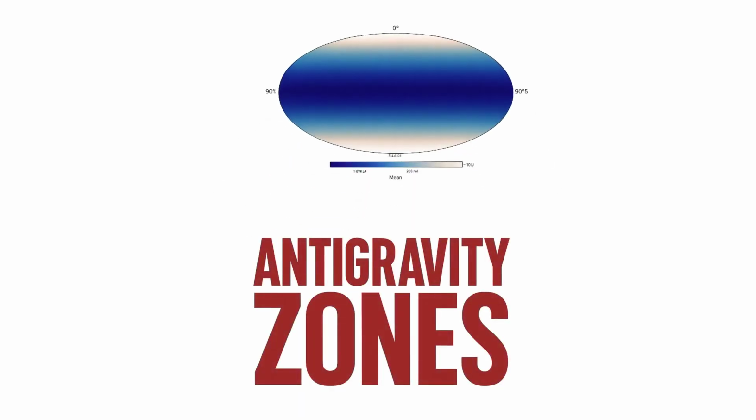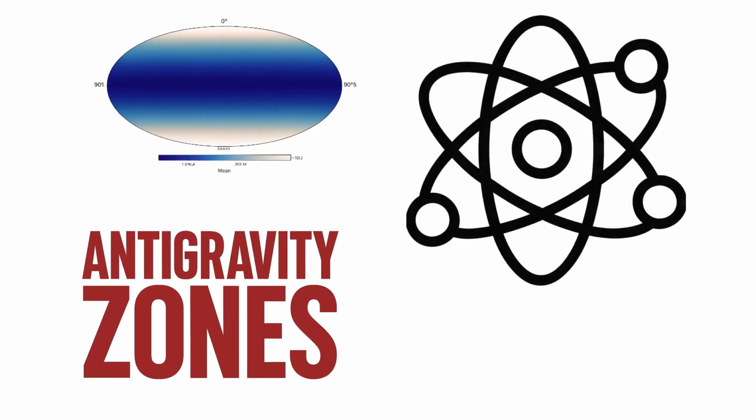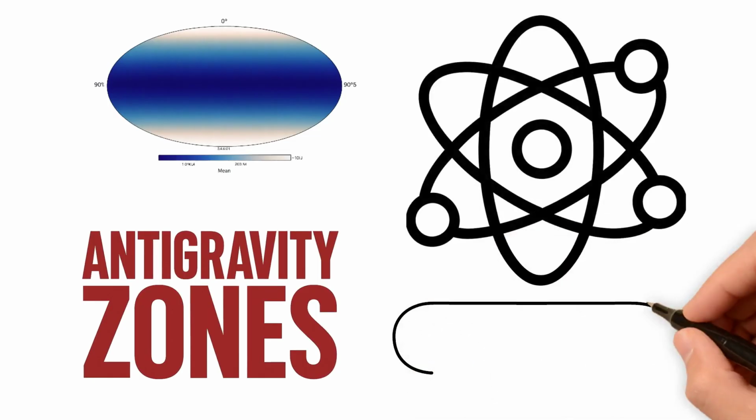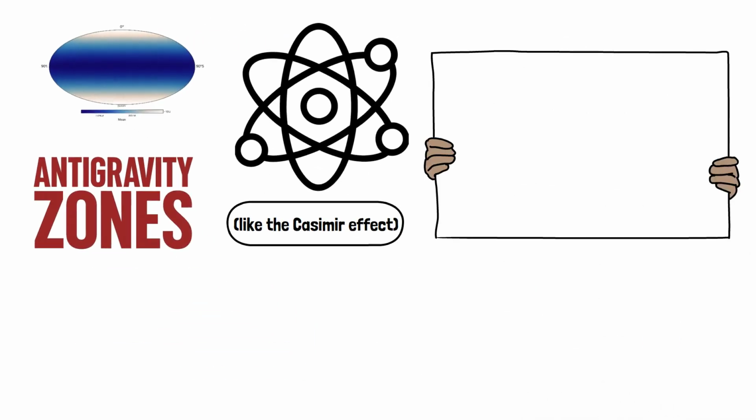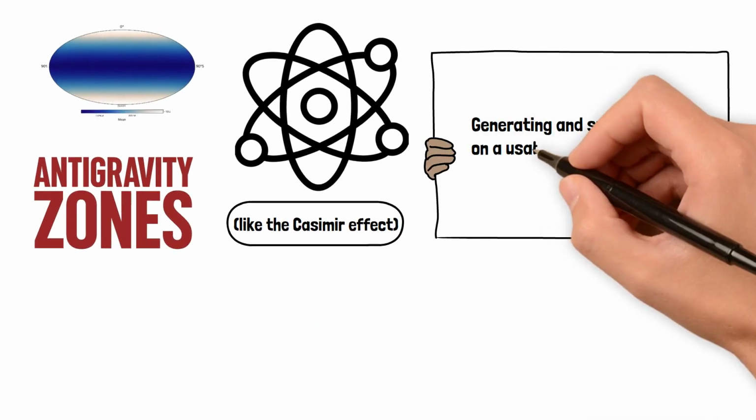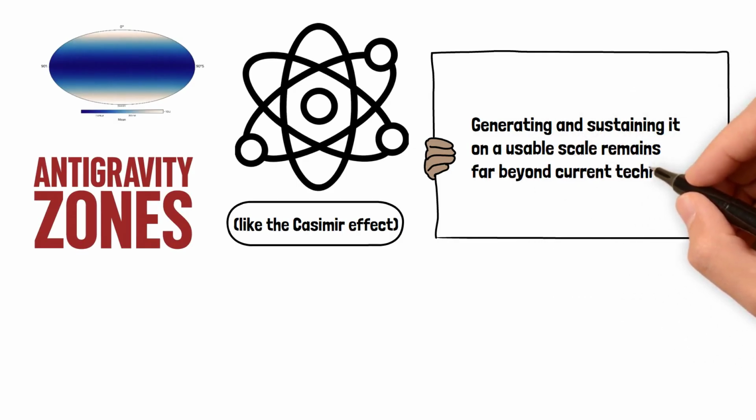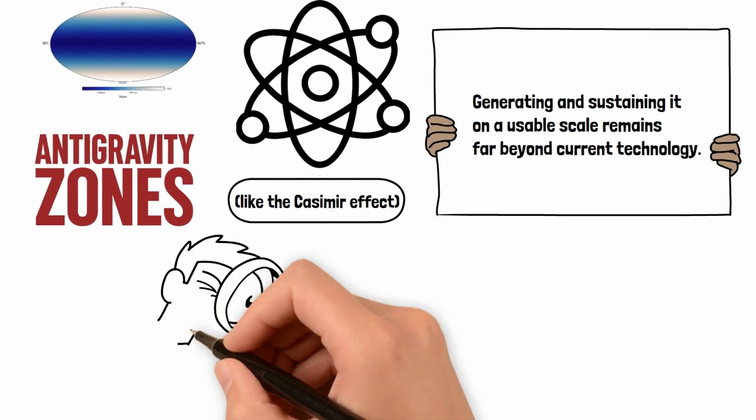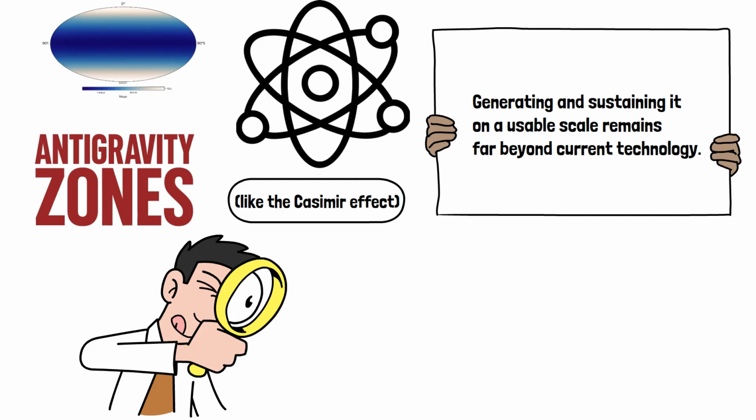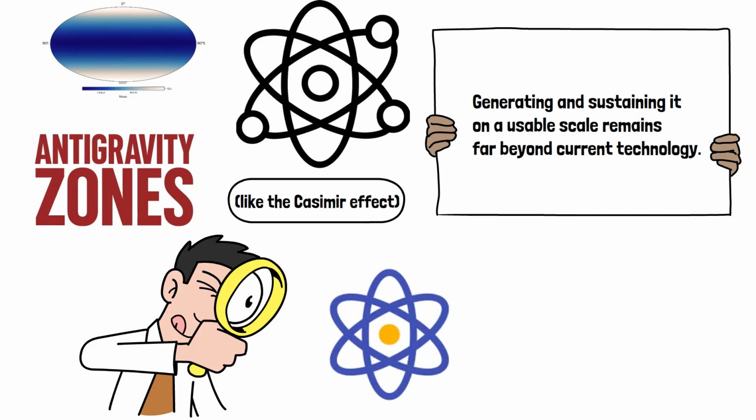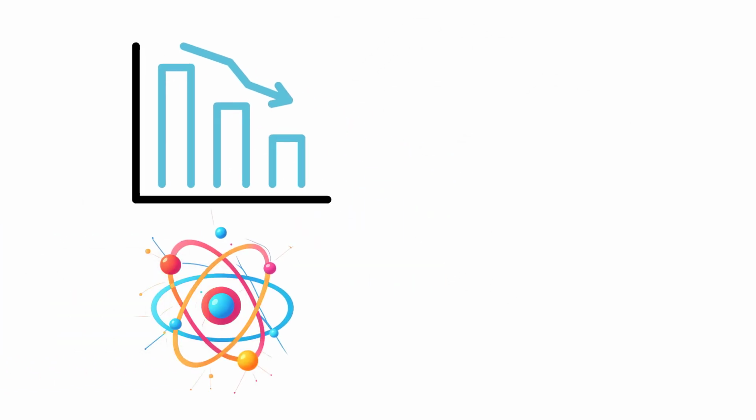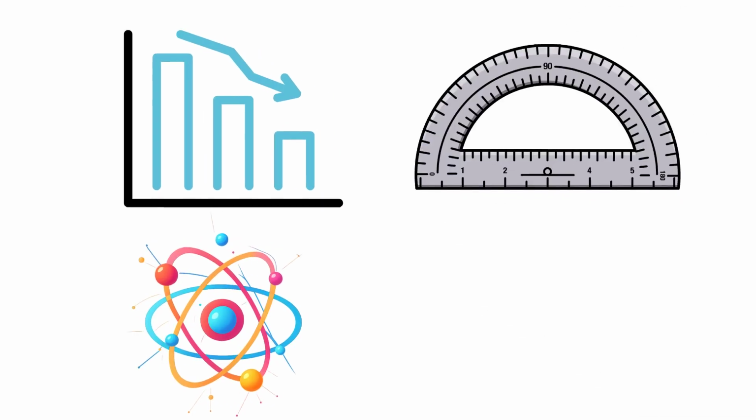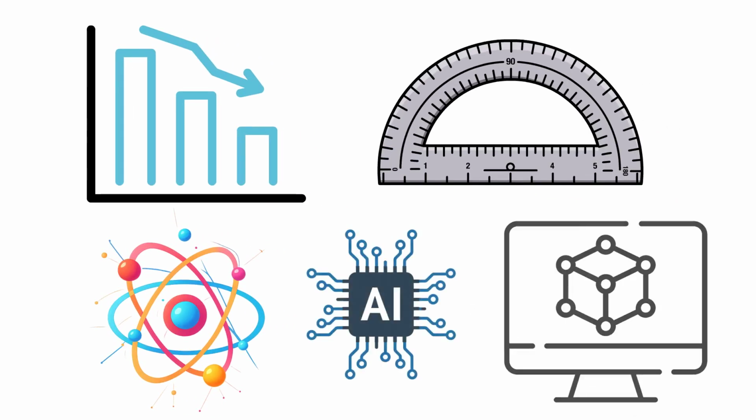anti-gravity zones. While quantum field theory allows for negative energy in tiny regions, like the Casimir effect, generating and sustaining it on a usable scale remains far beyond current technology. Still, researchers across the world, including theoretical physicists and computational modelers, are exploring modified warp metrics that reduce energy requirements or use quantum effects to stabilize the geometry. And here's where AI and simulation enter the scene.